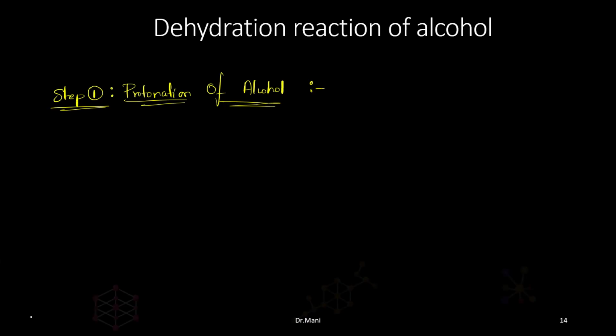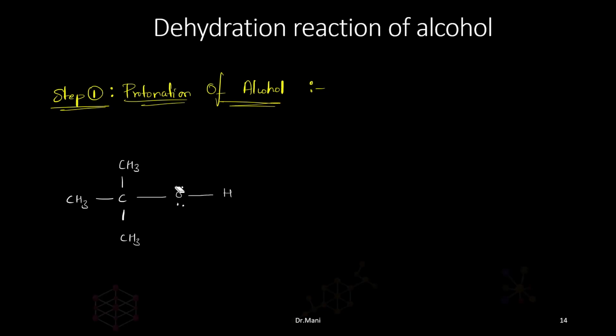This reaction will go like this. So there's a CH3, C, CH3. Which alcohol is this? Primary or secondary or tertiary? Tertiary. Okay. So first, what we need to do is the protonation of alcohol. How do we do it? We need to attach some hydrogen here.